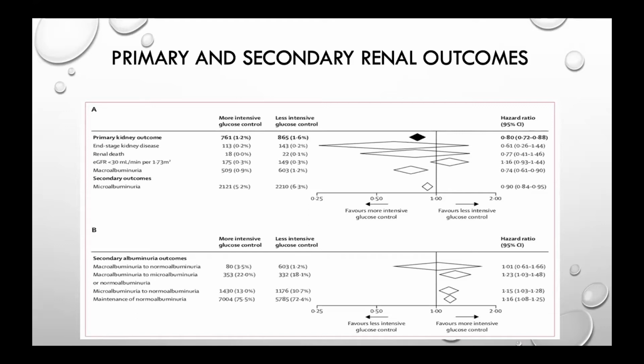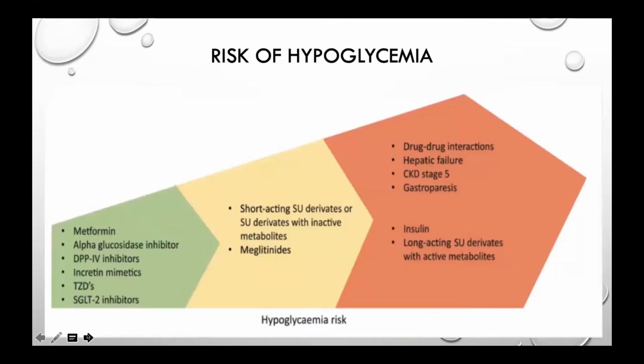Look at the secondary albuminuria outcomes: macro to normo, macro to microalbuminuria, micro to normo, or maintenance of normoalbuminuria. Again, you find that more intensive glucose control adds to the secondary albuminuria outcomes. So whenever you have a patient with CKD, you have to be very careful about the risk of hypoglycemia, and that is what your drugs should be avoiding now.